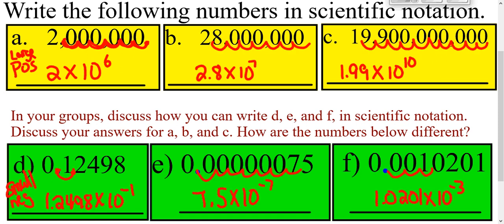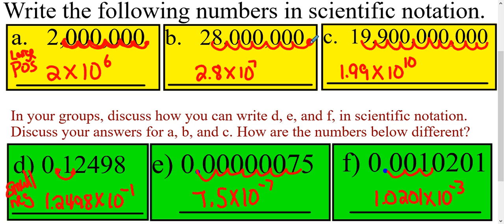So there are the answers. B is 2.8 times 10 to the 7th. Large number, positive exponent. Move the decimal from the end of the number to in between the 2.8. And the same thing with C, moving the decimal 10 times to the left to get to 1.99, a number between 1 and 10. Also, the E is a small number. We know that's a negative exponent. I moved it 7 places to the right, and it's 7.5. I made a number between 1 and 10.